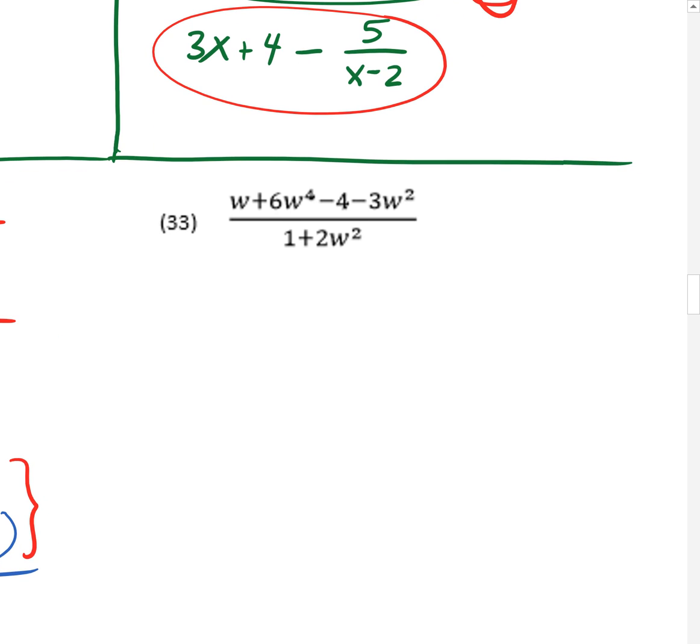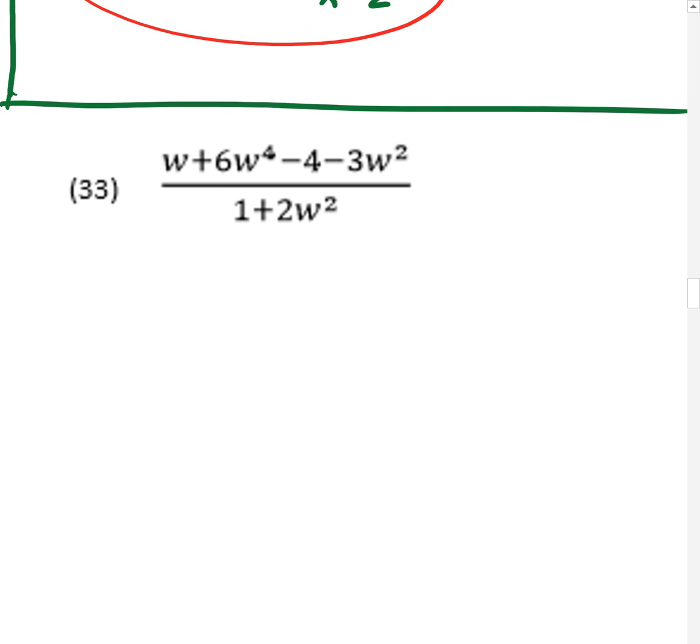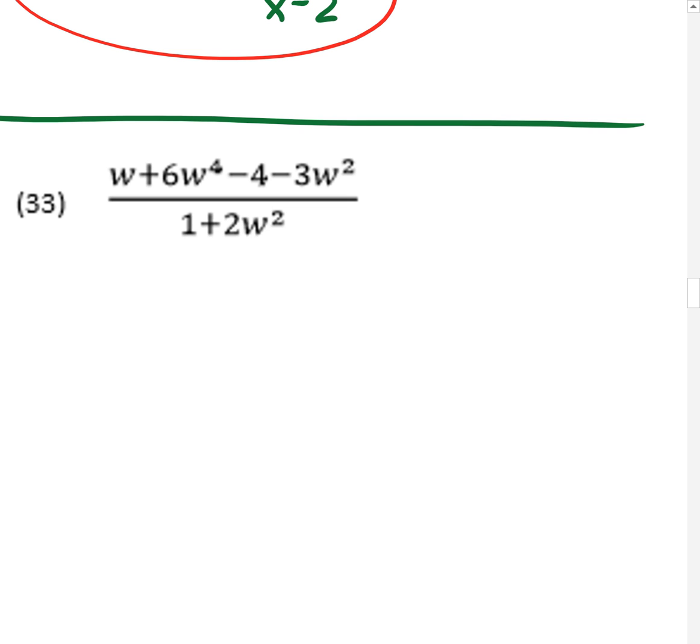Alright, this next one, I can tell it might have some missing terms, but first of all, all the terms are in the wrong order. I think problems like this are why we always put things in descending order of powers. So the first thing I'm going to do is write the numerator in descending order of powers. The highest power is 6w to the 4th.